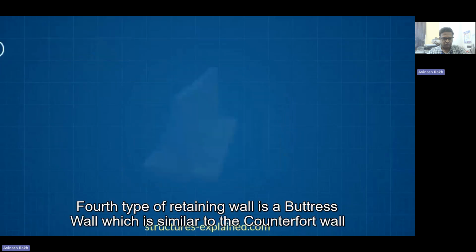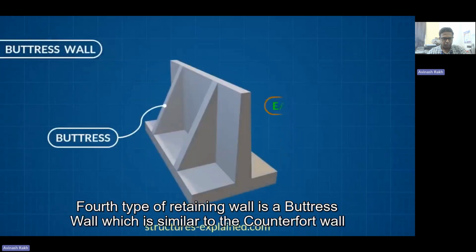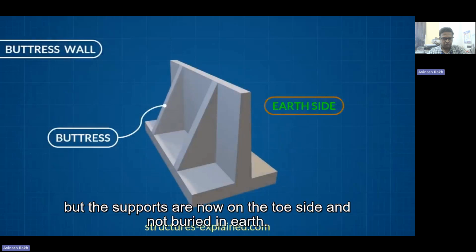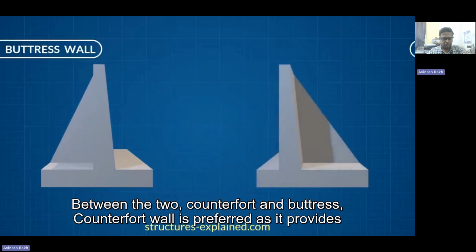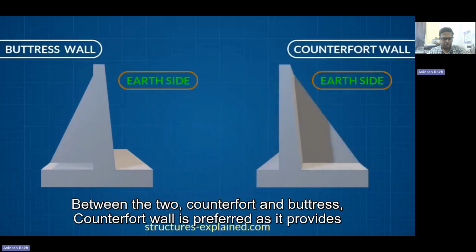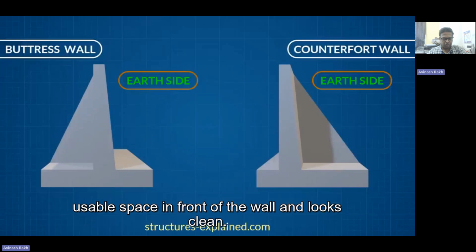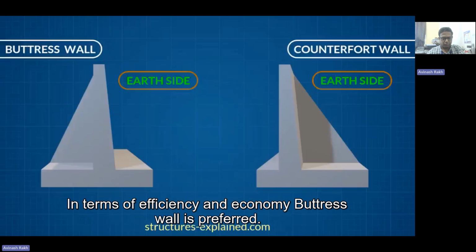Fourth type of retaining wall is a buttress wall, which is similar to the counterfort wall, but the supports are now on the toe side and not buried in the earth. Between the two, counterfort and buttress, counterfort wall is preferred as it provides usable space in front of the wall and looks clean. In terms of efficiency and economy, buttress wall is preferred.